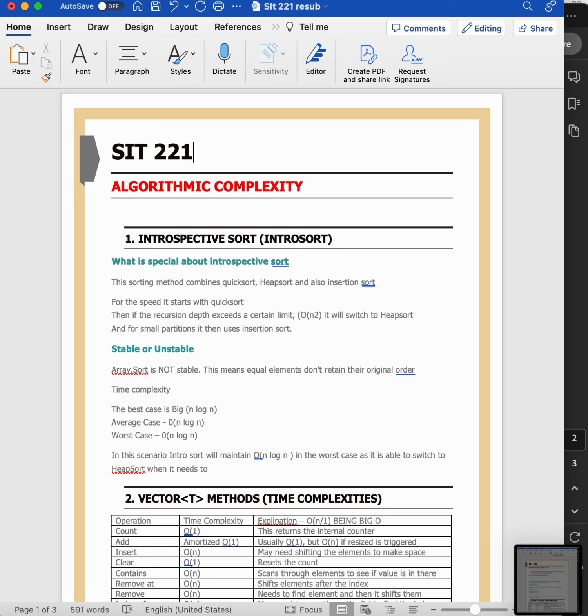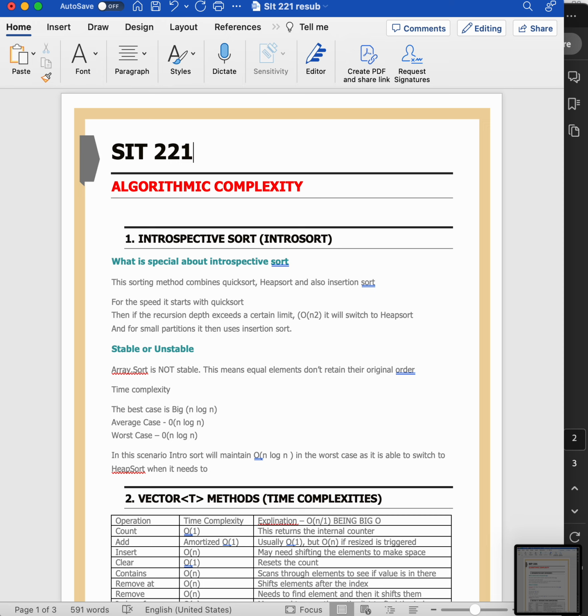I won't read it out, obviously, because that's pointless, but I'll try and reword it a bit to explain it verbally. So what's special about it? This sorting method is smart because it starts with quicksort, which is fast for most cases. But if it notices that the recursion is going too deep, which would lead to a bad case for quicksort, it'll actually switch to heap sort, which is really interesting.